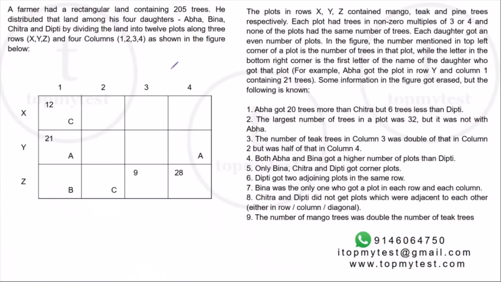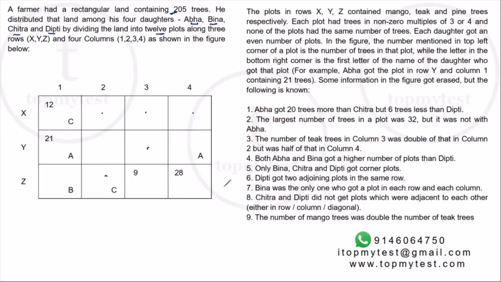Let's get started. The set says a farmer has a rectangular land containing 205 trees. He distributed that land among his 4 daughters, Abha, Beena, Chitra and Deepti, by dividing the land into 12 plots along 3 rows X, Y, Z, right? And 4 columns 1, 2, 3 and 4. So these are 12 plots. So X1 will be here, X2 will be this plot, X3 will be this plot, X4 will be this plot. So this is Y3, this is Z2 and so on. Okay, then you have some information which is given.